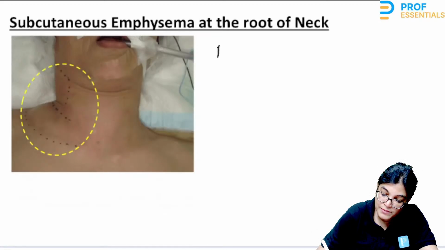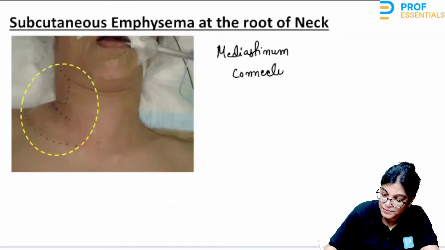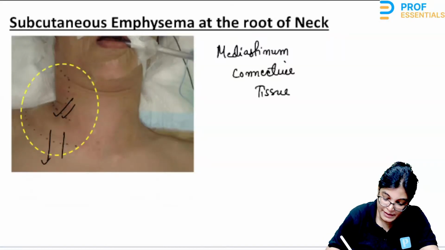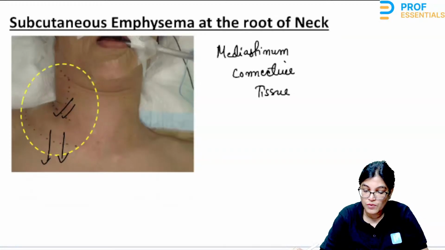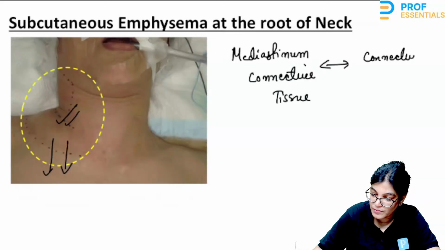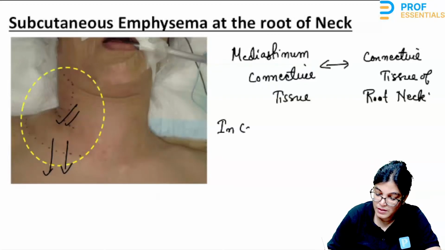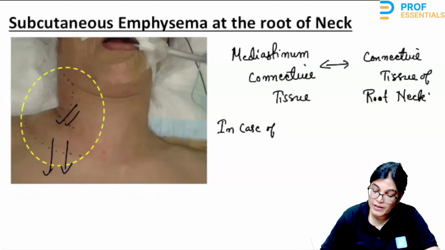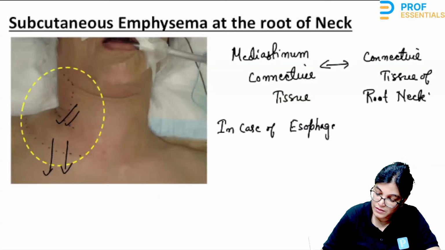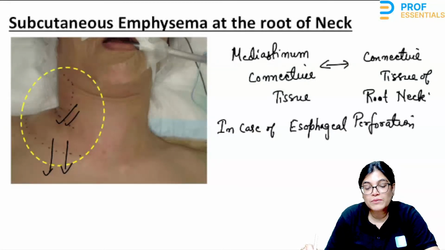So the reason is the mediastinum connective tissues. This is the involvement of the root of the neck, and you can see it is tracking down into the mediastinum region. So the mediastinum connective tissues can communicate with the connective tissues of the root of the neck. So in case of esophageal perforations, this can be due to a penetrating wound.